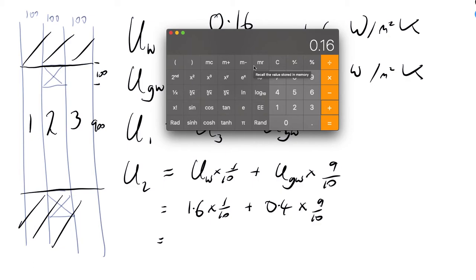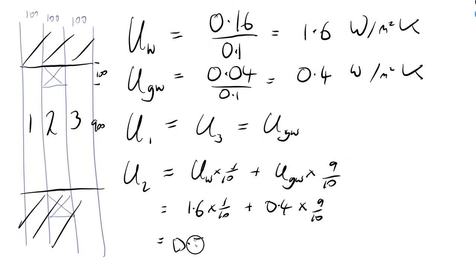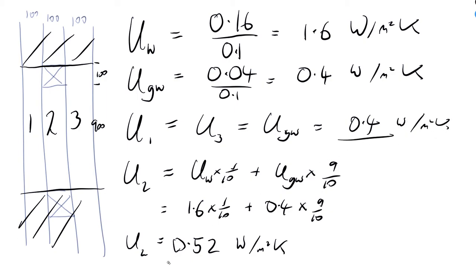So it's 0.16 plus 0.4 times 9 divided by 10, which is 0.52. So we've got the two parts. U1 is the same as UGW, but it's 0.4. So U1 is 0.4. And U2 is 0.52.